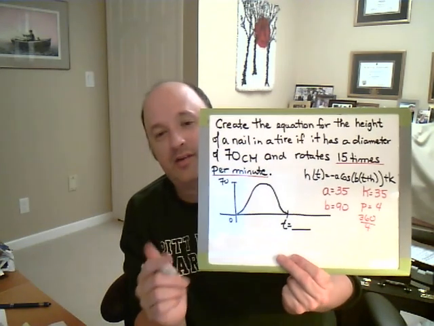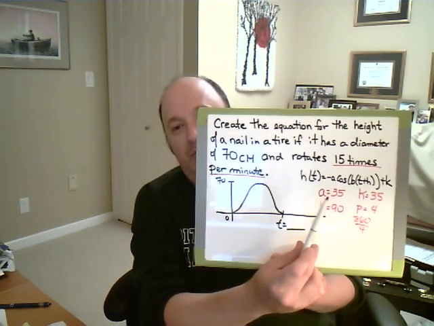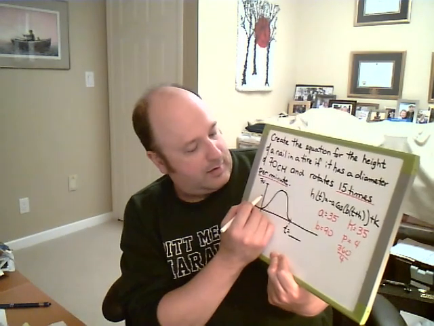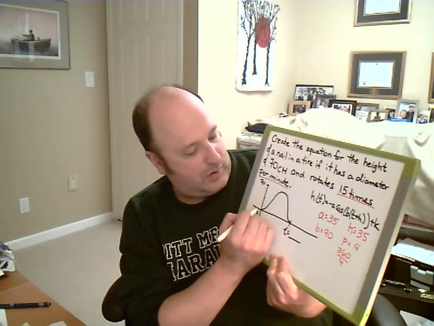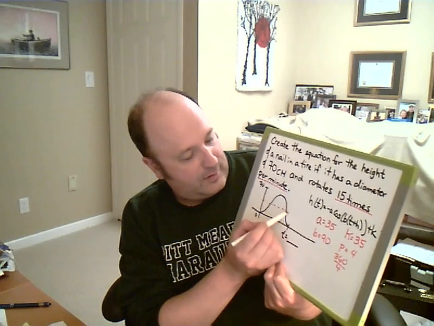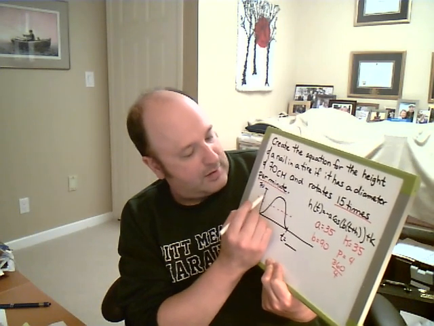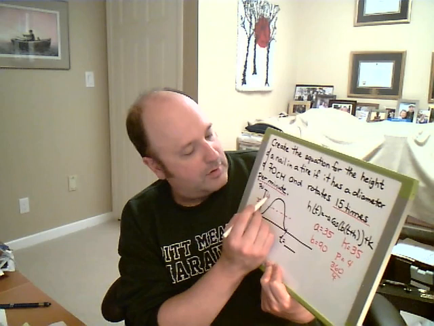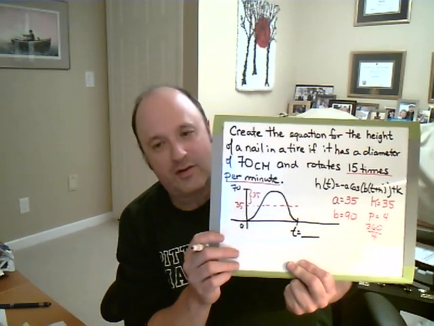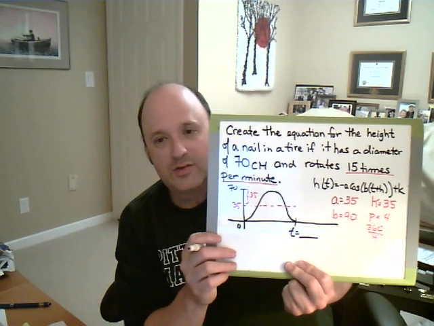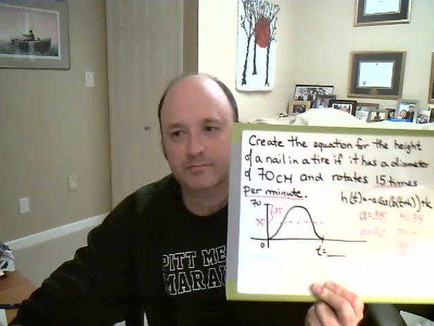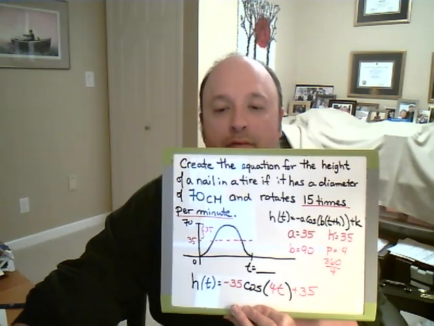Now another interesting thing is that in this particular problem, your a and k values are the same number, right? Because your middle is the average of 70, so that's 35, and then it's another 35 to get up to the top. So for the nail in the tire question, the a value and the k value are the same. Okay, so now I just plug it into the equation and let's see what we get. There's my equation right down there at the bottom.